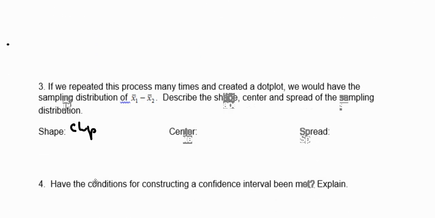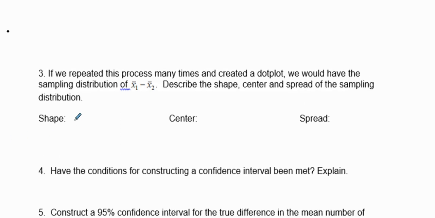So first off, what is the shape? If we were to complete this process many times and create a dot plot, we would have the sampling distribution of the difference in means. Describe the shape, center, and spread of this sampling distribution. Well, first off, I'm assuming the distribution will be... So we only had n equaling 17 for both of these values.